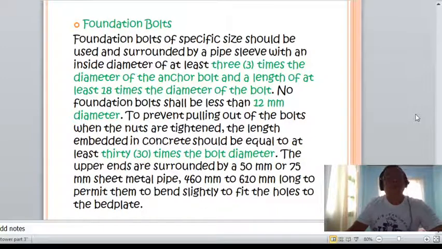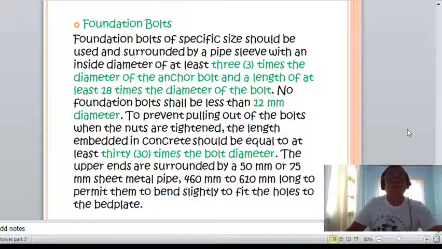Foundation bolts. Foundation bolts of a specific size should be used and surrounded by a pipe sleeve with an inside diameter of at least 3 times the diameter of the anchor bolt, and a length of at least 18 times the diameter of the bolt. No foundation bolt shall be less than 12 millimeter. Take note of that, class. Do not use a bolt or anchor bolt with a diameter less than 12 millimeter.